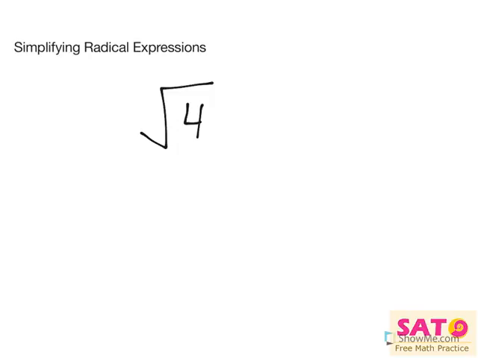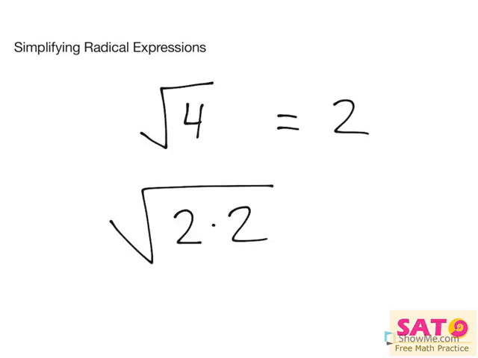So this is the square root of 4, and the square root of 4 is 2. And why is that? Well, it's because we need to find out what two numbers make up this number. In this case it is 4, and it would be 2 times 2. And we know that 2 times 2 is just 2 squared.